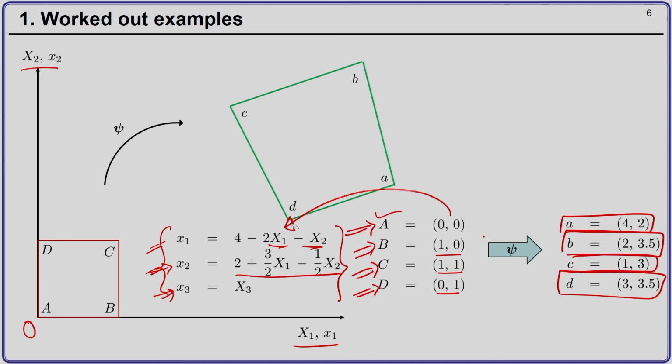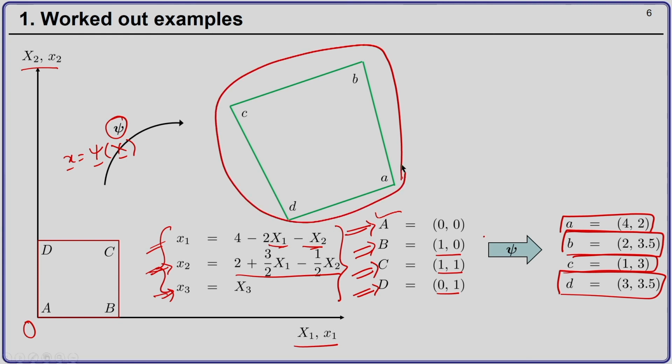So, your deformation mapping, x is psi of capital X, takes this unit square and deforms it to the following shape. This is the shape. I have drawn it only approximately. You just see that the coordinate of B is 2, 3.5, the coordinate of A is 4, 2, the coordinate of C is 1, 3, and the coordinate of D is 3, 3.5.